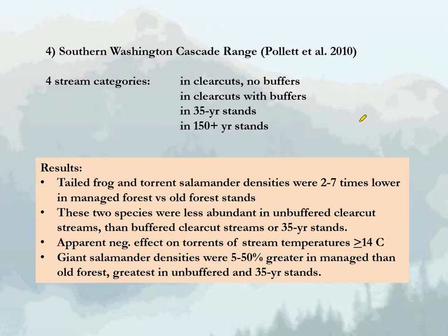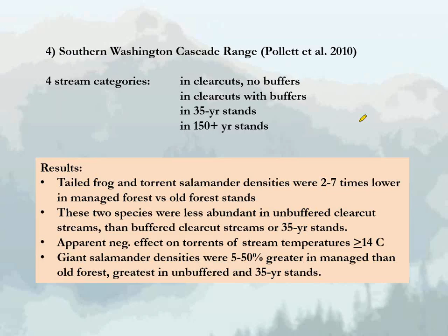A fourth retrospective study by Pollitt et al. in the southern Washington Cascade Range. They looked at 4 stream categories: in clearcuts with no buffers, and clearcuts with buffers. Then they had a 35-year-old second growth stand and a 150-year-old old stand. And again, it was an amphibian study.